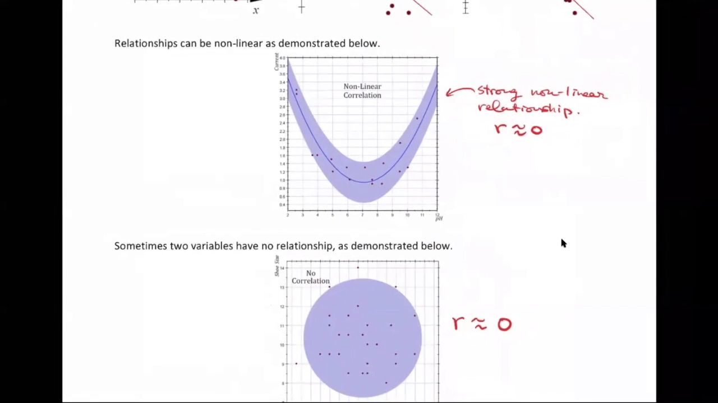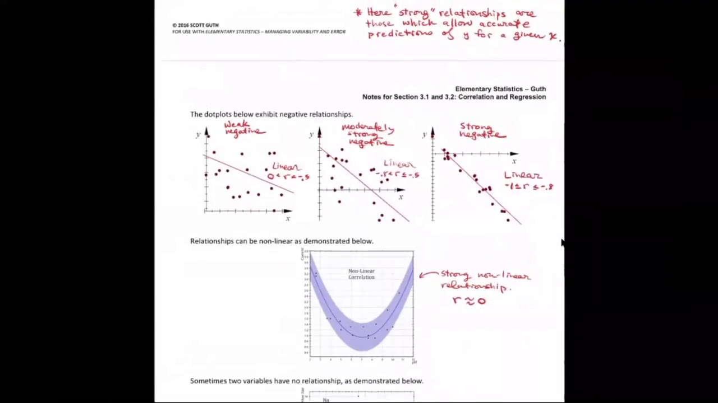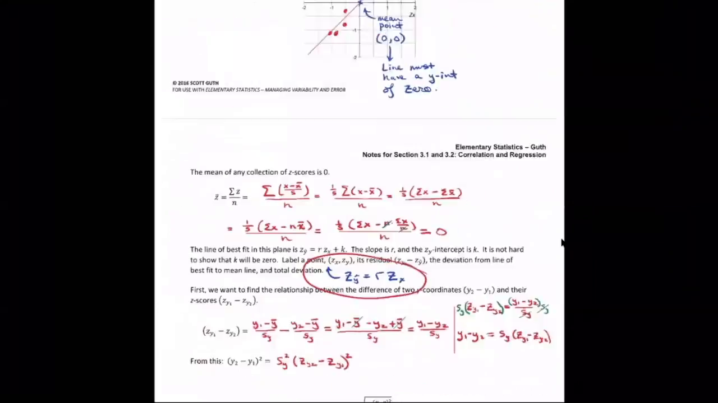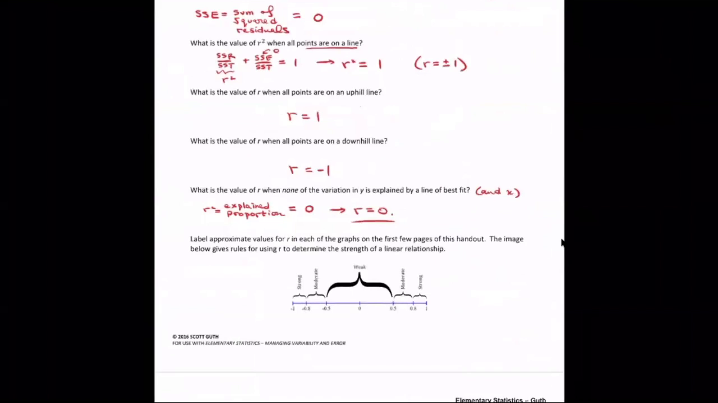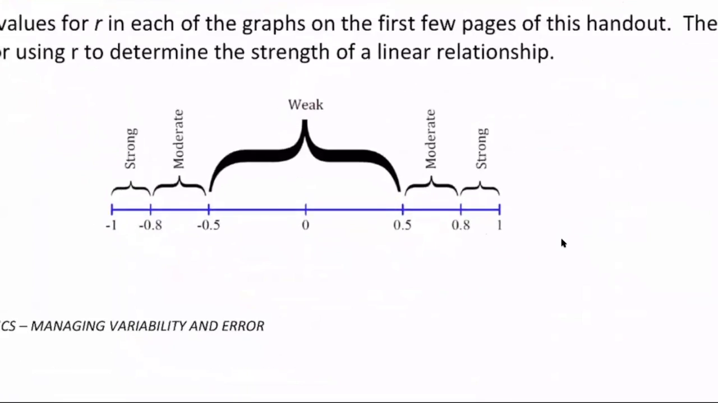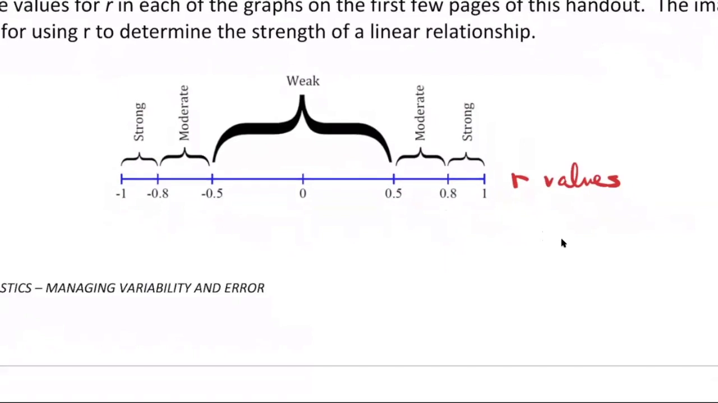Okay, so we got all this. This is good. Let's slide back down. So this is the table basically that talks about R values here and how we interpret them and the strength of a relationship between two variables. Okay, and I pretty much covered that already.